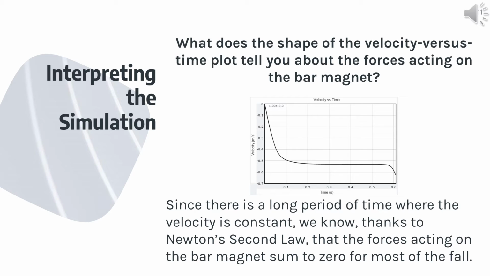This part asks, what does the shape of the velocity versus time plot tell you about the forces acting on the bar magnet? Here is the plot for my GlowScript code. As you can see, there is a long period of time where the velocity is constant. So we know, thanks to Newton's second law, that the forces acting on the bar magnet sum to 0 for most of the fall. Finally, we can move on to the conclusion questions.